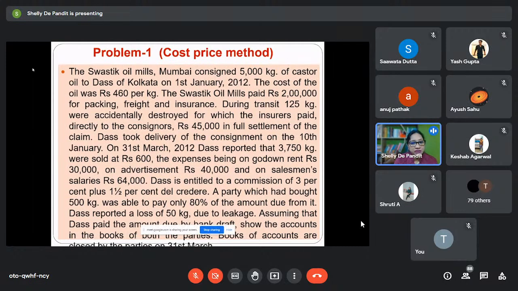Now there is another loss, 50 kg due to leakage. That leakage, we all know, is an unavoidable loss and should be treated as normal. So in this particular sum, we have abnormal losses as well as simultaneous normal losses. So that kind of sum you should know. You must have some knowledge to solve that kind of sum. So assuming the consignee remitted the remaining amount, what has been asked is to open the books of accounts. So let us come to the books of accounts of both the parties, in the books of consignor and consignee.